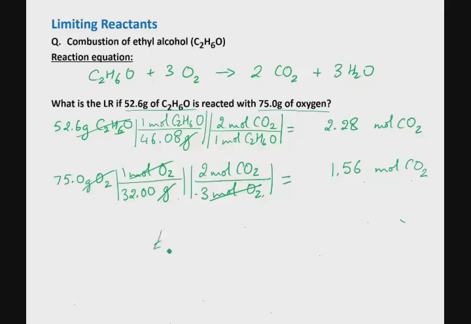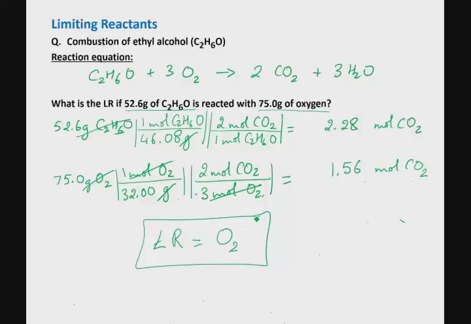Based on these number of moles of the selected product that we can get from each of the reactants separately, we can say that in this case, oxygen gas is the limiting reactant because it will run out before the other one would in this process.